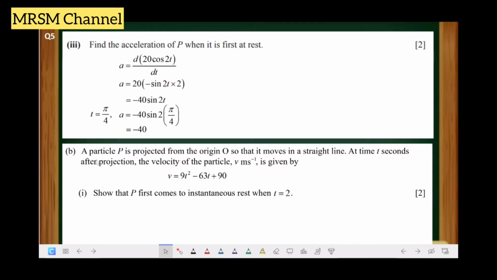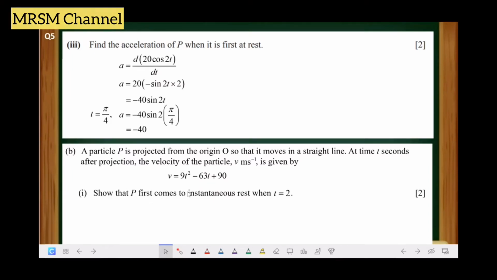Okay, this one (b) still lagi dalam soalan kinematik. Actually dia soalan lain ni, dia bukan soalan yang sama. Alright, so dia kata particle P projected from the origin O. So yang ini dia punya function dia is in quadratic function. Okay, tadi in trigonometric function, sekarang dia dalam quadratic function. Alright, dia kata dia start dekat origin O. Okay, at time t seconds after projection, the velocity of the particle is given by this one.